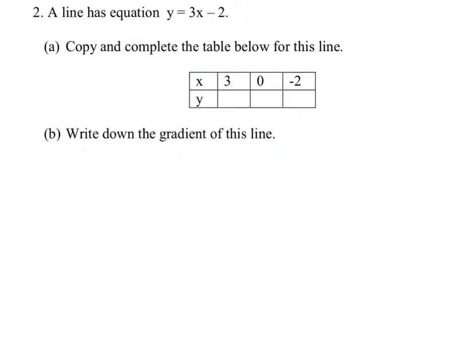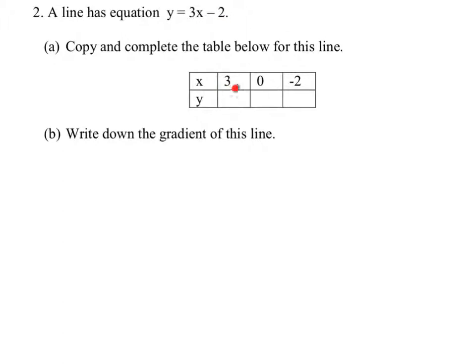Question number 2. We're told a line has an equation y equals 3x minus 2. Part A of the question asks us to copy and complete the table below for this line. So the table has a row with a few x terms given, 3, 0 and negative 2. And we want to find the corresponding y values. And we get those by using the equation at the top. So the equation at the top tells us that we multiply the x values by 3, and then we subtract 2, which will give us our y value.